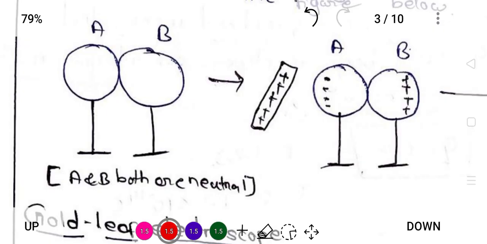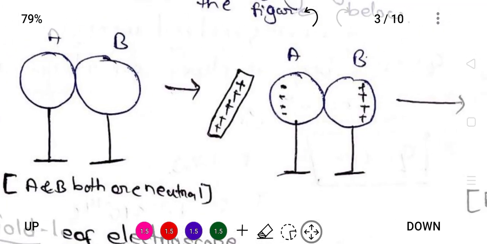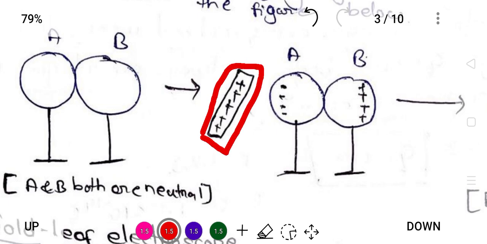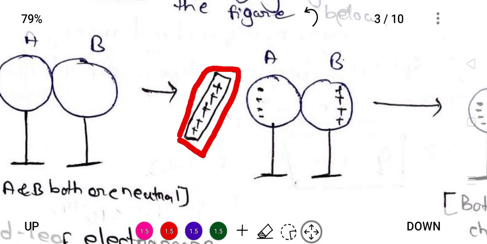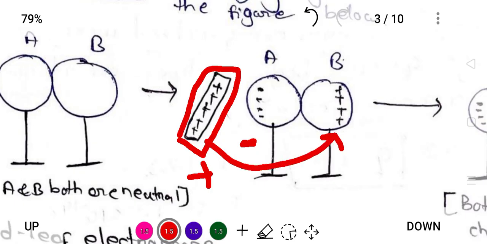A and B are initially neutral. Now what I am doing, I am bringing a charged rod in front of this setup. Since the charged rod is positively charged, it will attract the negative charge of this setup. Means A is accumulating negative charge on the left side. Since negative charge will be attracted to positive charge, at the same time positive charge will be repelled by positive charge, which is accumulated near the surface of B to the extreme right side.